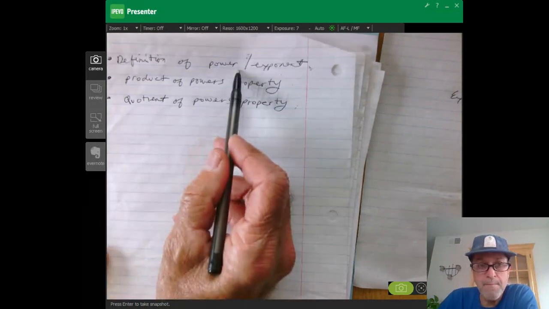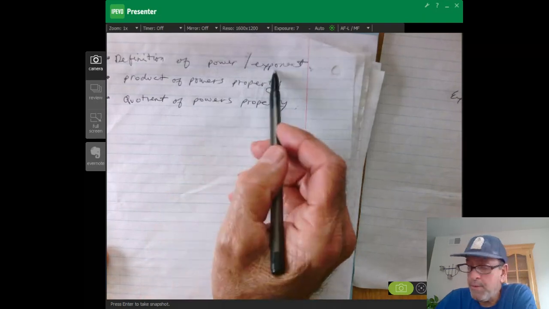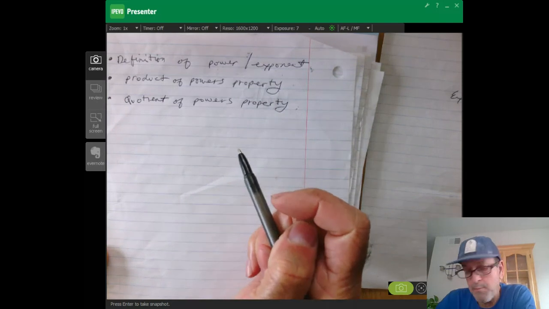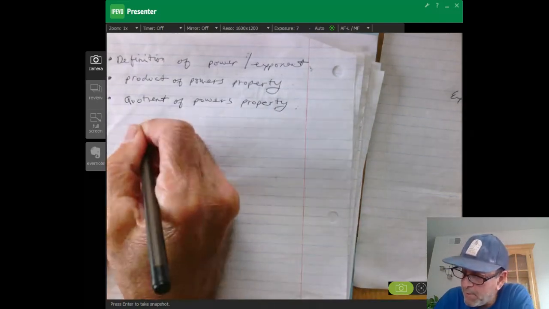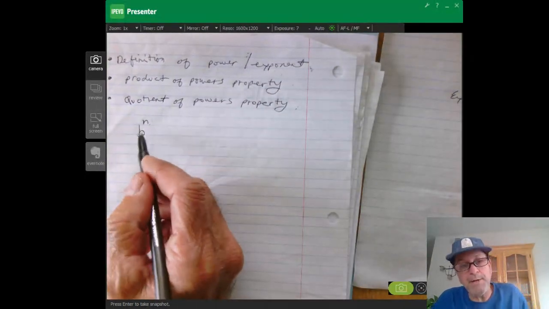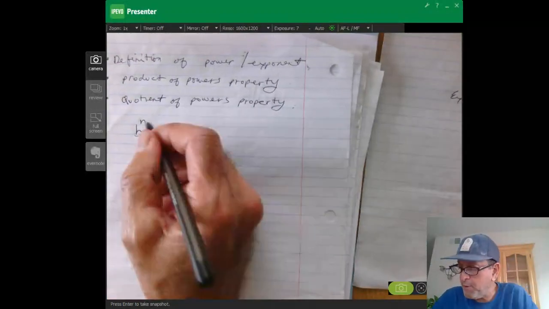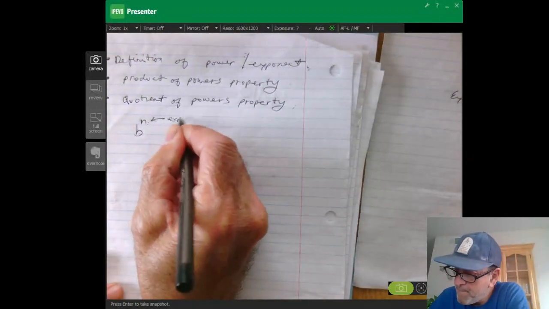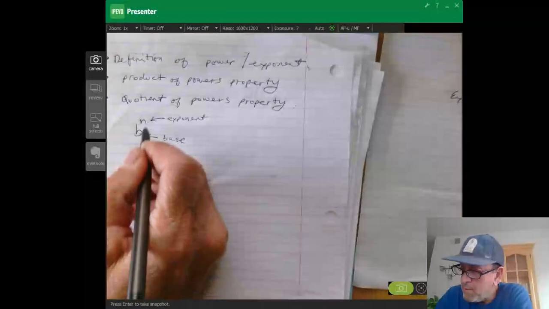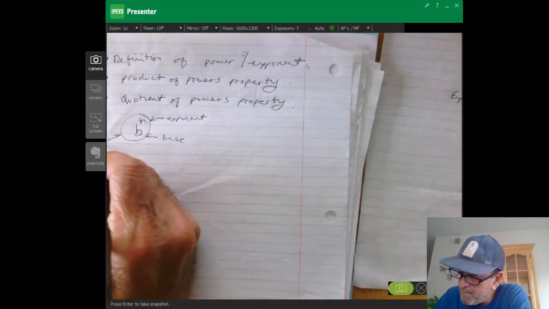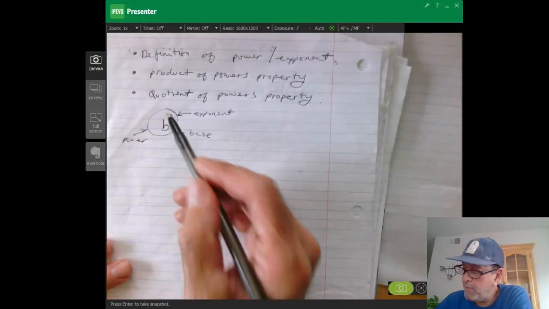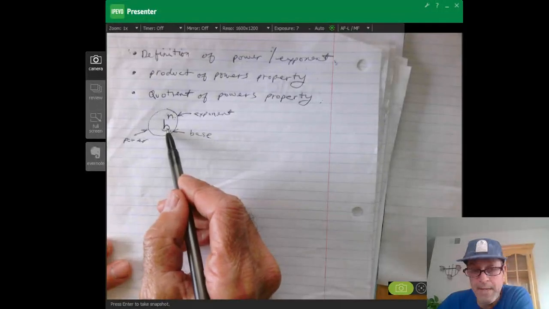A power is a number with an exponent that tells you how many times that number is used in a multiplication. So if we look at b with a small n up here, this is read b to the nth power. n is our exponent, and b would be the base. The power is the whole thing.